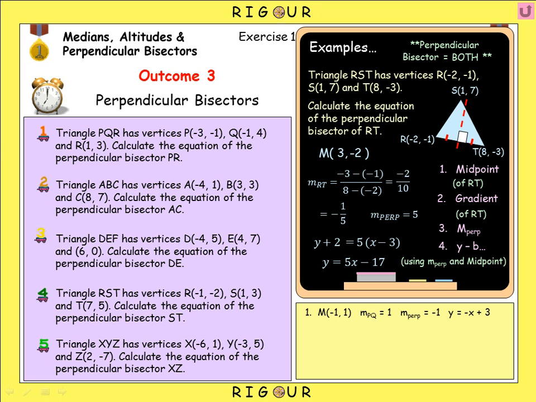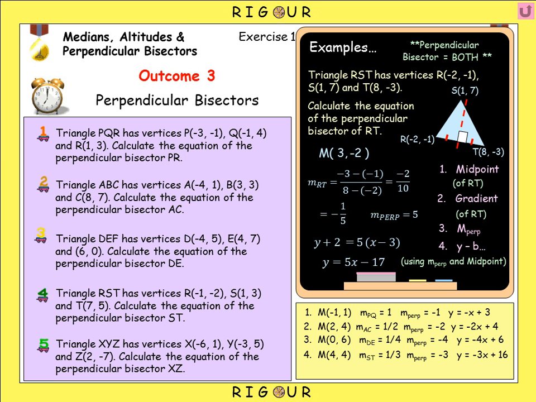So we have for question 1, y equals minus x plus 3. Number 2, y equals minus 2x plus 4. Number 3, y equals minus 4x plus 6. Number 4, y equals minus 3x plus 16. And number 5, y equals x minus 1, and again with the question breakdown. So because there's 4 elements, 4 key steps to this question, it would typically be worth 4 marks in examinations.